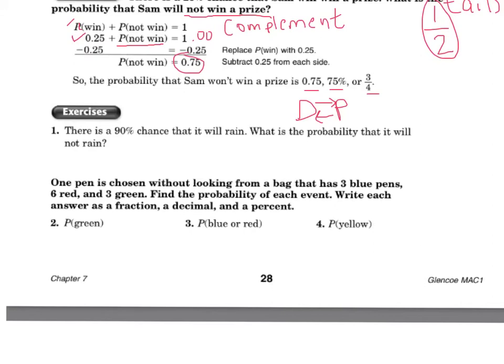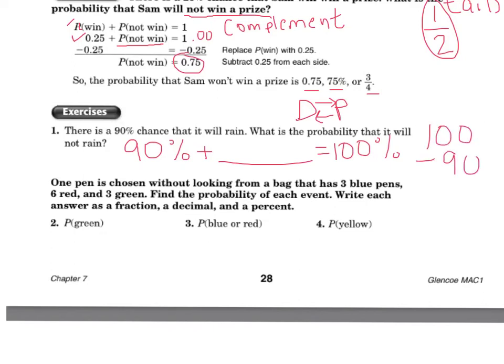There is a 90% chance that it will rain. What is the probability that it will not rain? Remember it has to equal 100%. So 90 plus what is equal to 100%? If you don't know, you can go to the side and just subtract those. That gives you 10%. So the probability that it will not rain is 10%.